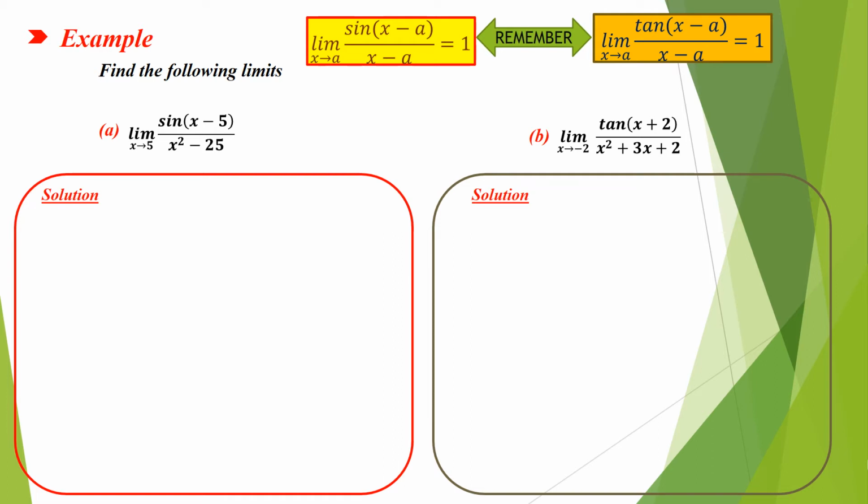In this example, you have to use the result in the previous example to solve these two questions. In part A, the limit of sine of x minus 5 divided by x squared minus 25 when x goes to 5 equals what? Firstly, you have to factor the denominator, because x squared minus 25 is a difference between two squares, and you can write it as x squared minus 5 squared, x plus 5 times x minus 5.